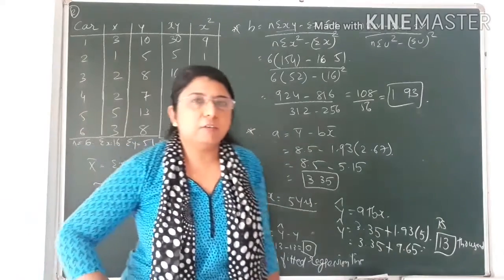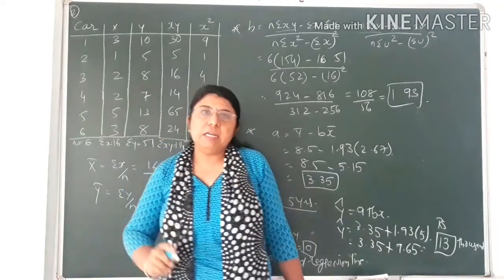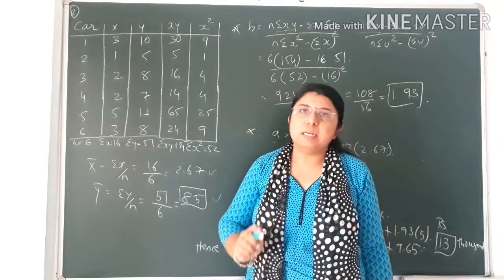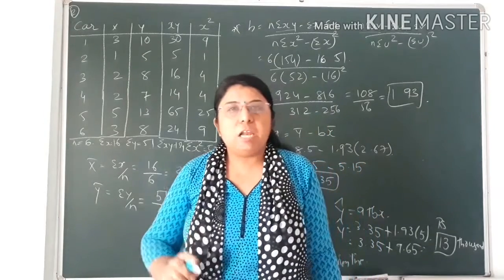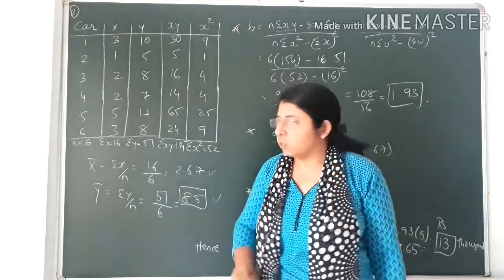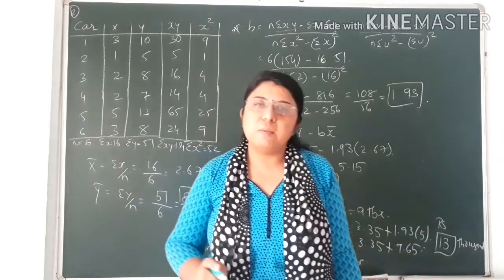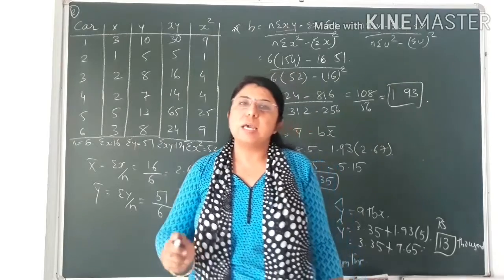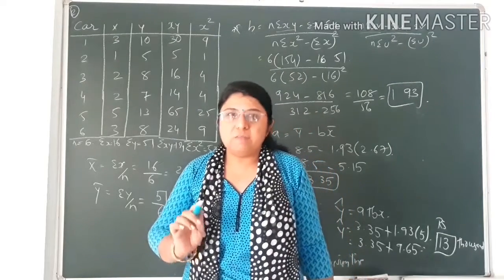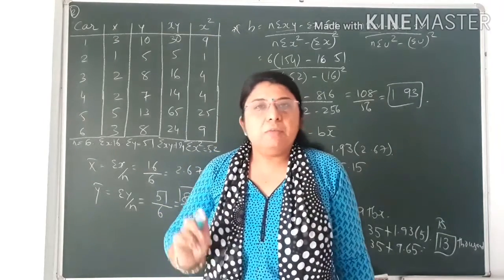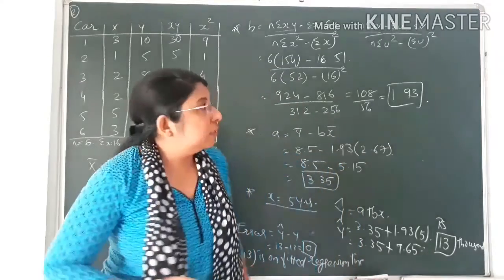Again revising the 3 formulas. The first one is when the values of x bar and y bar come in integers. Then we have to apply the formula sigma (x minus x bar)(y minus y bar) upon sigma (x minus x bar) whole square. That we have done in question number 1. Now in question number 2, we apply the second formula.